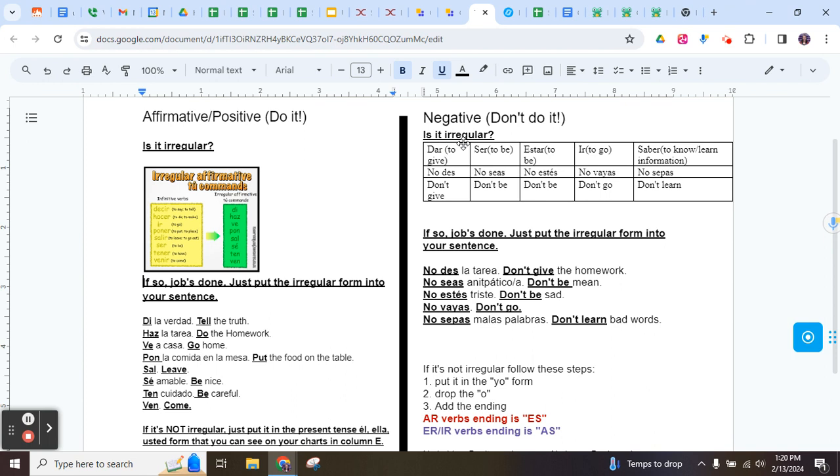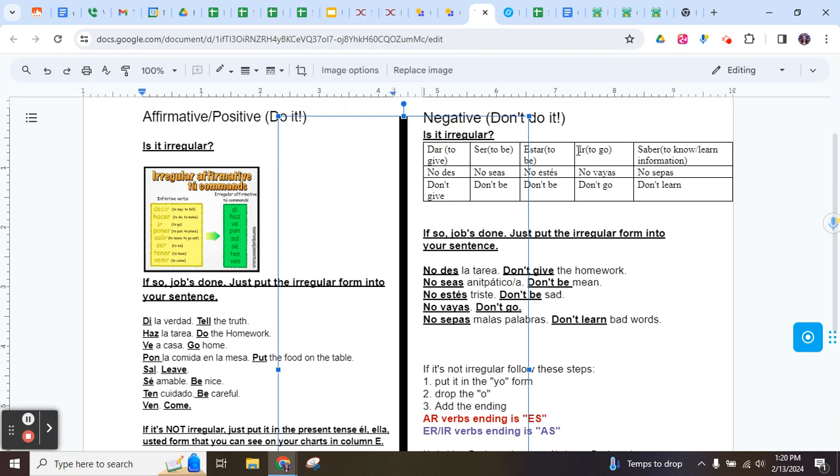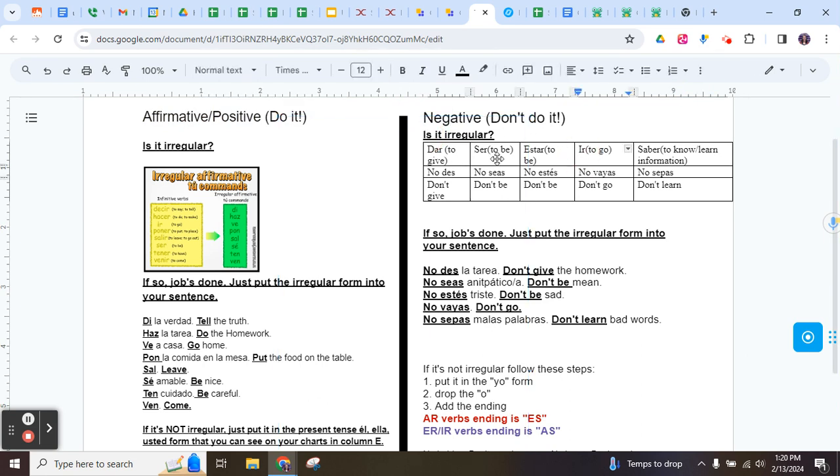Now on the other side of this line, we'll see the negative commands. These mean don't do it. They're very different than what we do for affirmative, so that's why it's good to have this chart with what to do on each side. First thing we're going to check is, is it irregular? So am I trying to say don't give or don't be? Then I need to use the ones from the chart if it's irregular. If it's irregular, your job's done. Just put the irregular form into your sentence.